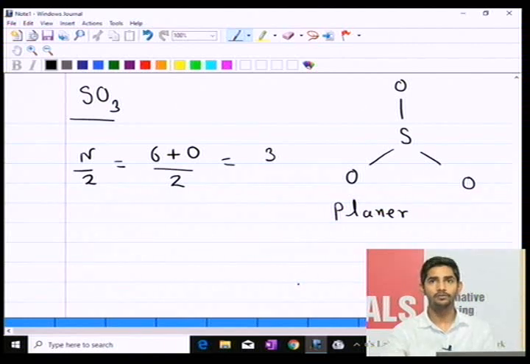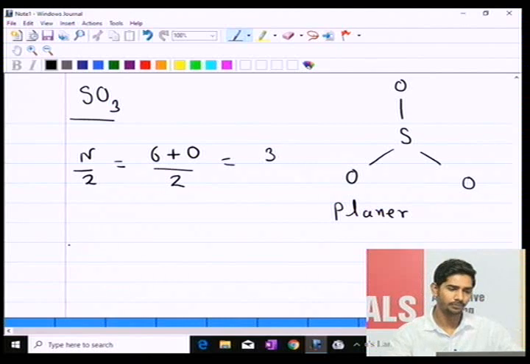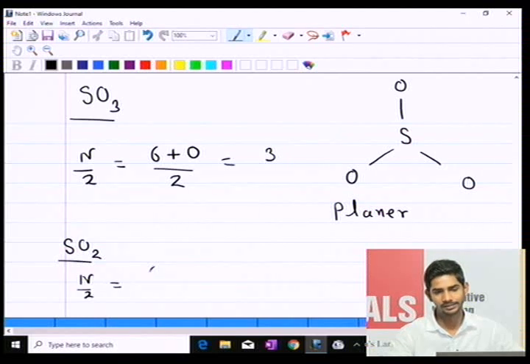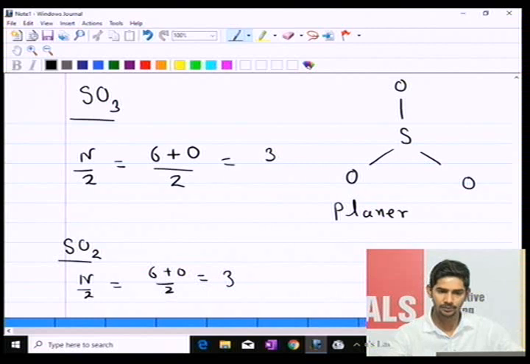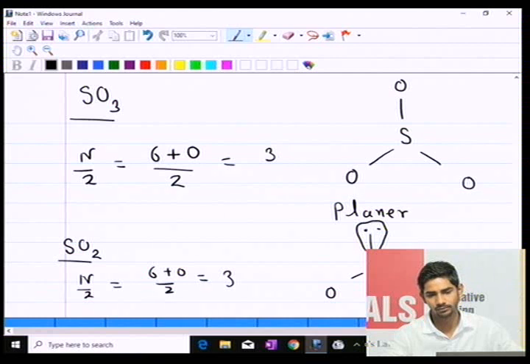Okay? Guys, you have to remember this one. For example, if I say SO2. If I calculate the n by 2 again, I'll get 6 plus 0 by 2, which is 3. So, again, I'll put the sulfur over here. 3 bonds. I'll put 2 oxygens here. And 1 will become lone pair. And this shape is known as your bent shape.